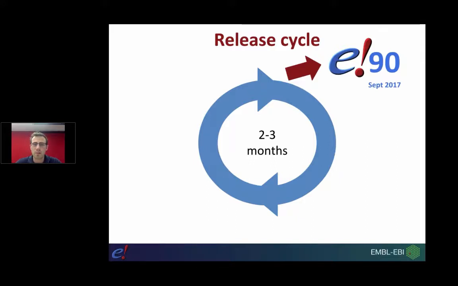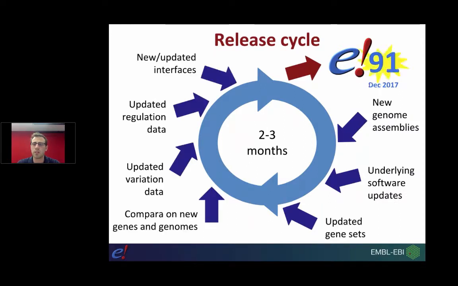The reason we're having this webinar is that we've just recently released a new version of Ensembl. Ensembl works in a release cycle. Every 2 to 3 months, we freeze the databases and release a new version of Ensembl. In September of this year, we released Ensembl 90. Since then, we've been including new genome assemblies, updating any underlying software, reperforming some of the analyses, adding new data, and updating some of the interfaces. Then we package all of this data up and release it in a new version of Ensembl, which is Ensembl 91, released this week.